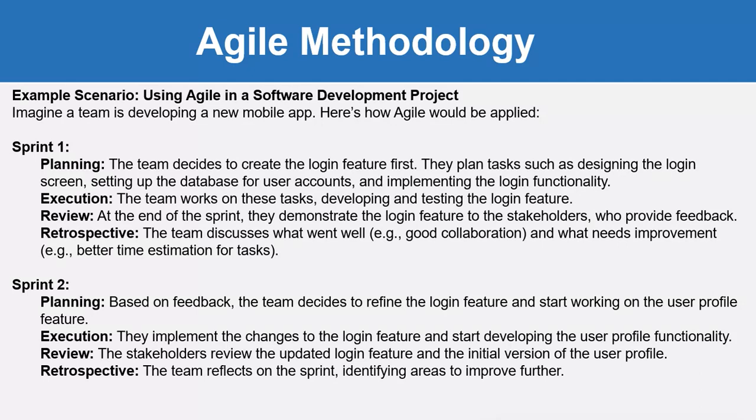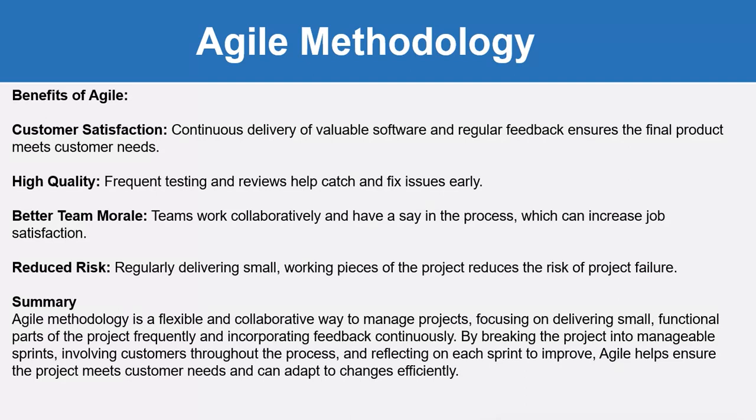In the execution, they implement the changes to the login feature and start developing the user profile functionality. In the review, the stakeholders review the updated login feature and the initial version of the user profile. In the retrospective, the team reflects on the sprint, identifying areas to improve further so that they get better results. Now we talk about the benefits of Agile. First one is customer satisfaction. It means continuous delivery of valuable software and regular feedback ensure the final product meets customer needs. So customer satisfaction will improve.